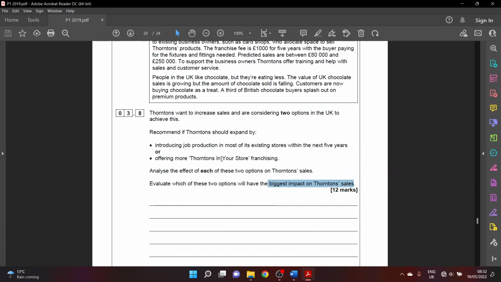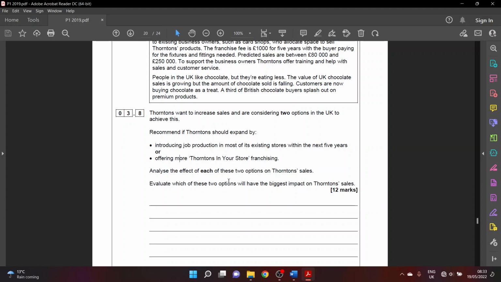But for a 12-mark question, 1 paragraph on the pros of option 1, I suggest. You can do cons too, but you don't have to. 1 paragraph on the pros of option 2. I recommend saving your cons for your conclusion, where you're going to say, I recommend option 1 because of this, whereas option 2 has these very serious drawbacks, which means it shouldn't be done.